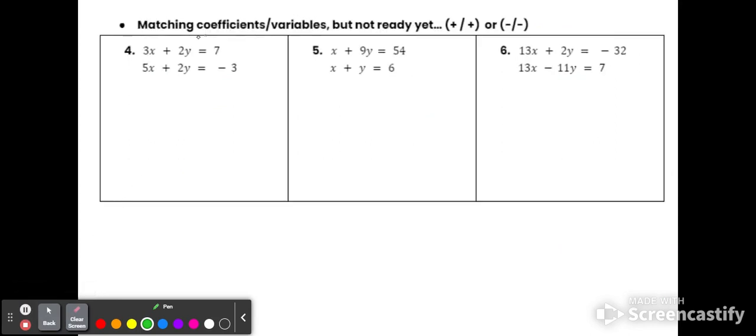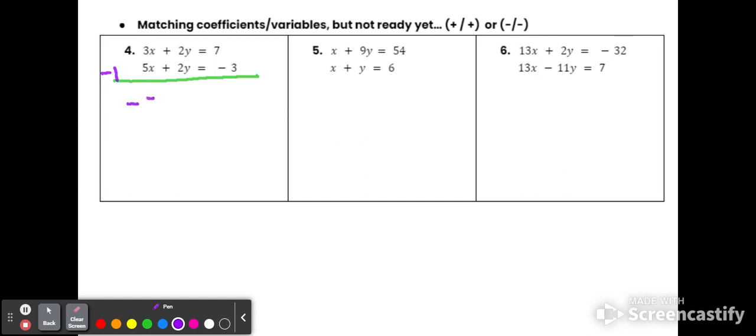All right, let's take a look. What if we have some matching coefficient numbers, but they're not one positive, one negative? Either they're both positive or they're both negative. So here'd be an example. We have 2y and 2y. They're both positive though. So here's what I need to do. I need to make one of those be negative. So I'm going to choose this whole equation, and we'll multiply it by negative 1.